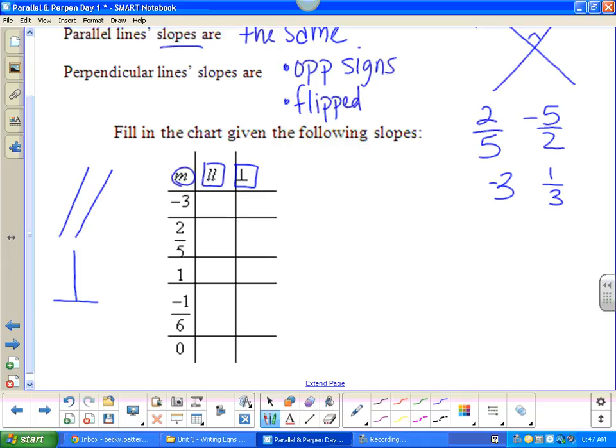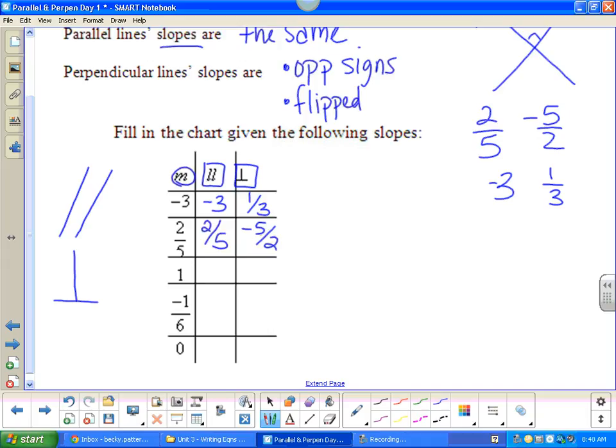So if my slope is a -3, what would be the slope that's parallel to that slope? It would have to be exactly the same, -3. Perpendicular to that slope, I've got to do the opposite sign and flip it. So it's going to be a +1/3. 2/5 for parallel would be exactly the same, +2/5. Perpendicular would be opposite sign and flipped.